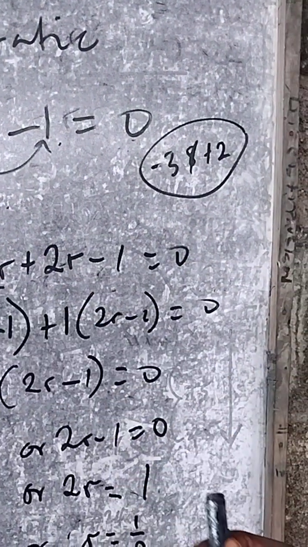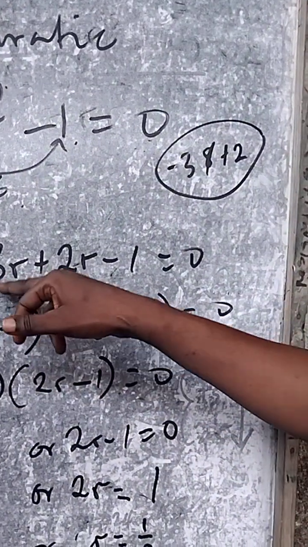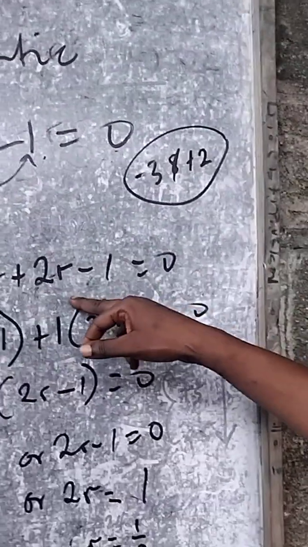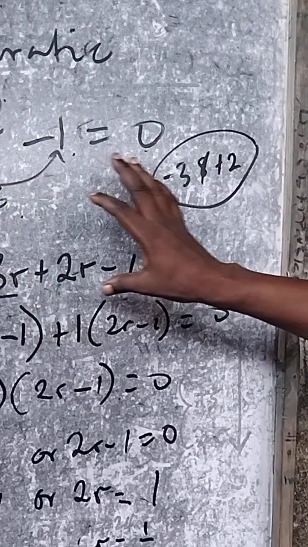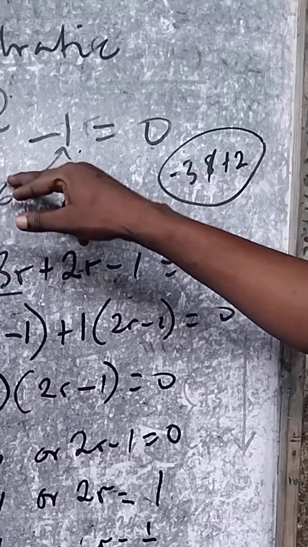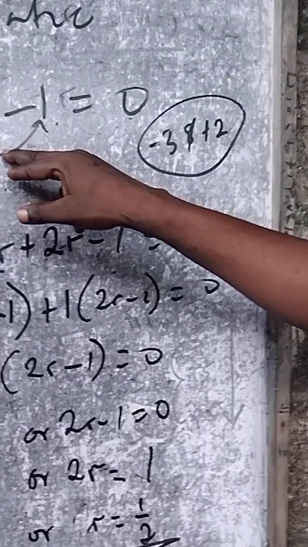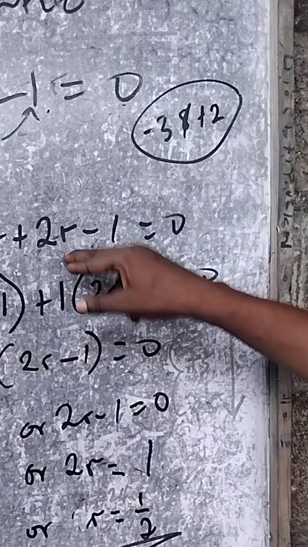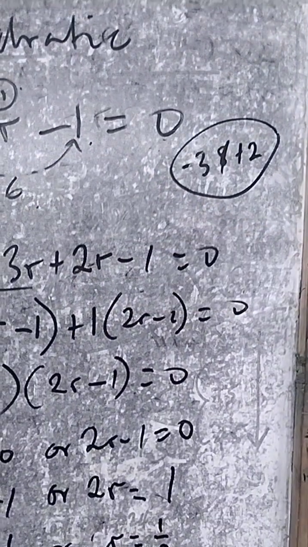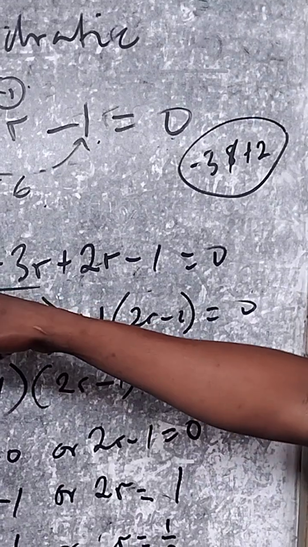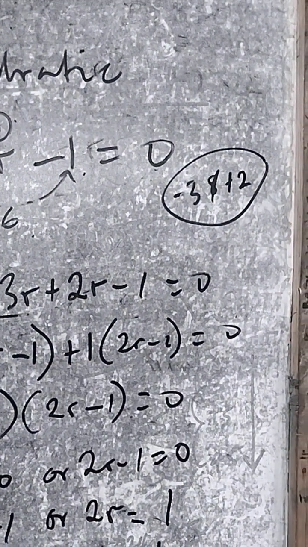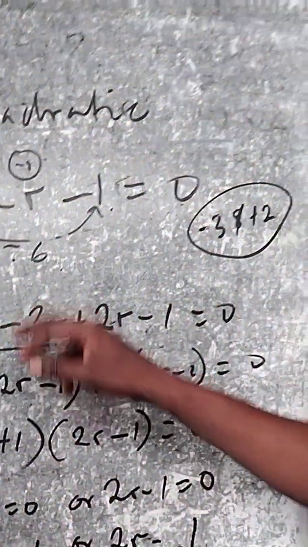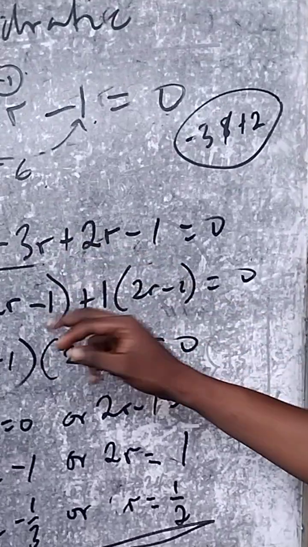So you have 6R squared minus 3R plus 2R minus 1. Minus 3R plus 2R will give us minus R, so nothing has changed. We only express this minus R in another form. If you sum this together, it will give you minus R. Do you agree with that? Now take these two. What is common to them? 3R is common. If you take away 3R from 6R squared, it will remain 2R. Take away 3R from minus 3R, it will remain minus 1.